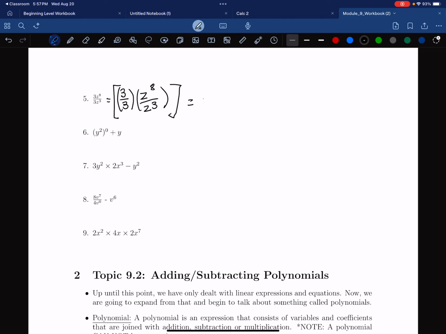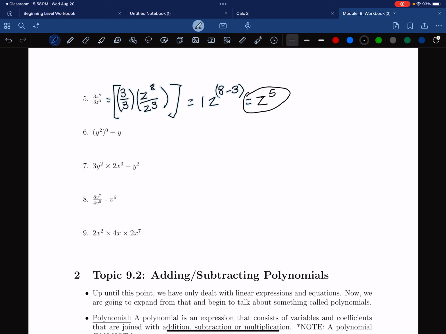So 3 divided by 3 is 1. And then z to the 8th divided by z cubed, remember that's going to use our quotient rule, which means we're going to subtract our exponents. So we're going to do 1 times z to the 8th minus 3. Now 8 minus 3 is 5, so you're going to get z to the 5th power as your final answer.